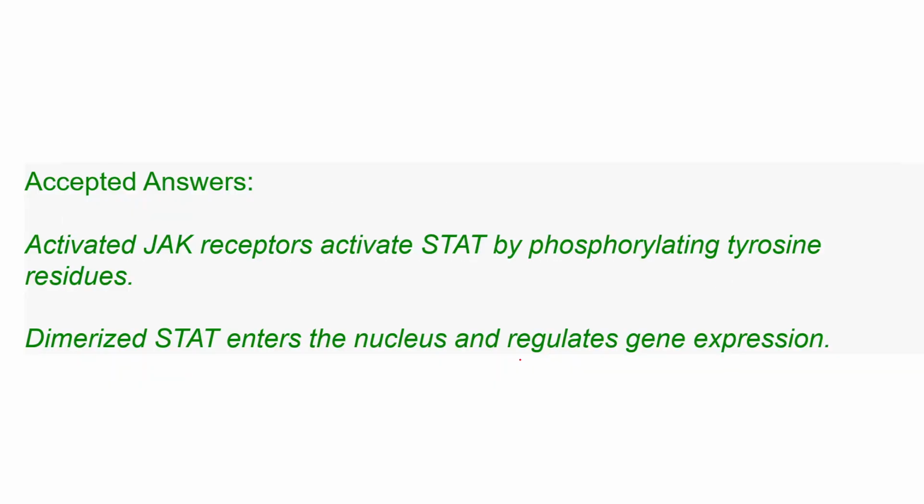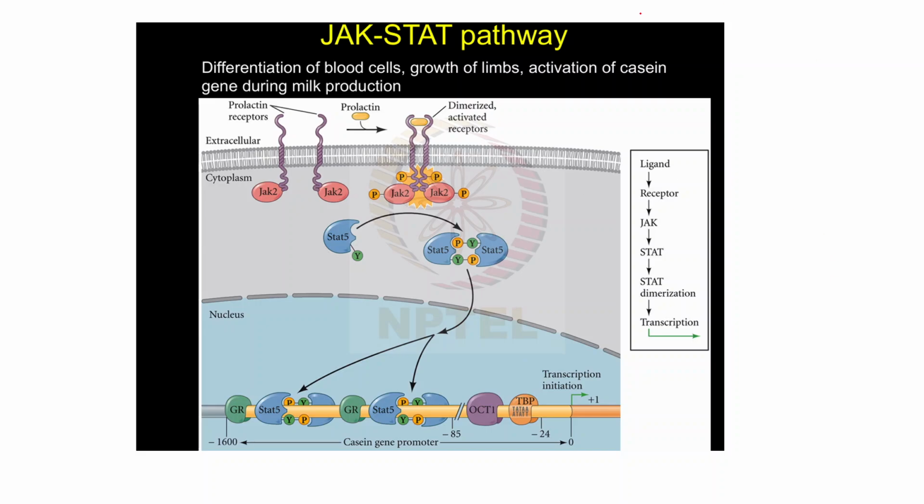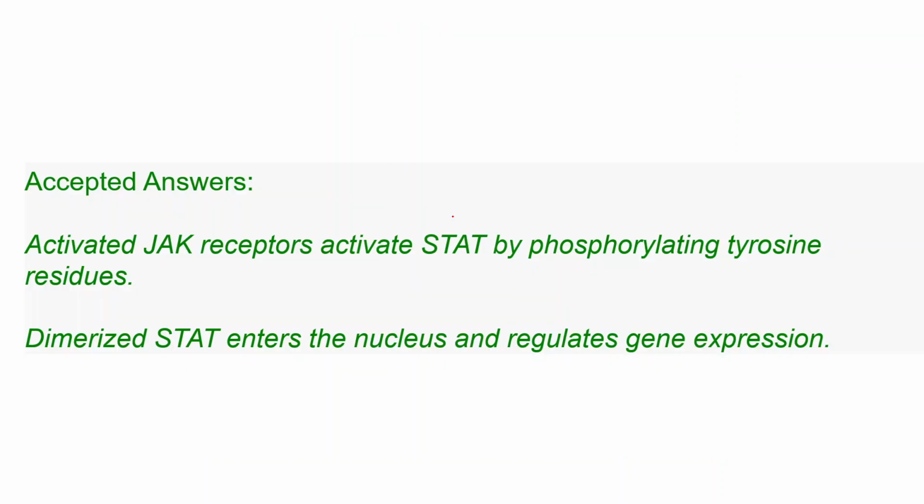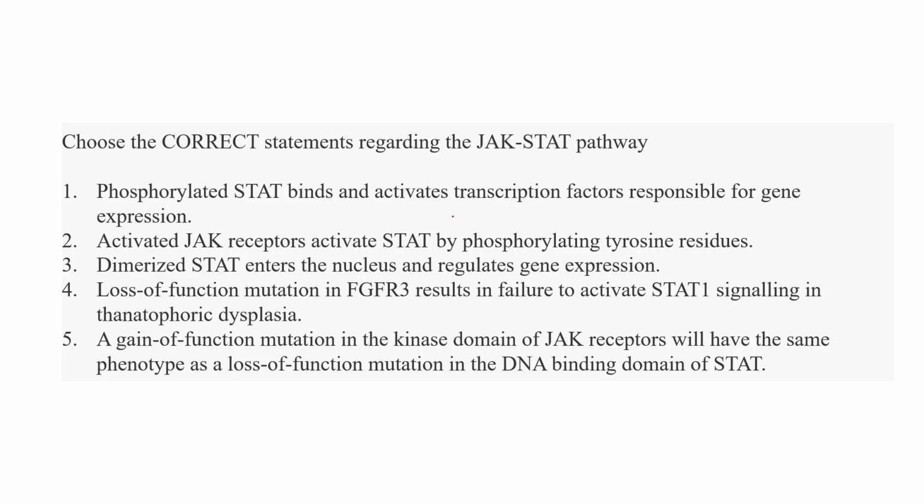Activated JAK receptors activate STAT by phosphorylating at the tyrosine residues. Yes, it is correct, as we have just discussed. Once the JAK gets activated, it activates the STAT at the Y, which means tyrosine residues. So the tyrosine residues get phosphorylated. So this is correct.